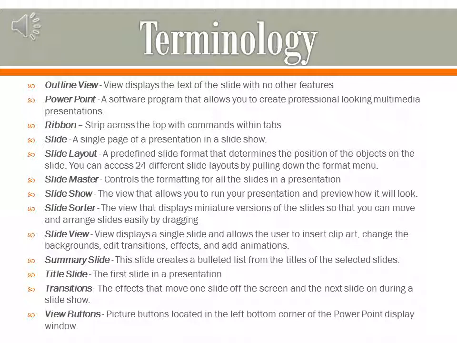Slide Sorter, this view displays miniature versions of your slides so that you can move and rearrange the slides easily by dragging. Slide View displays a single slide and allows the user to insert clip art, change the backgrounds, edit transitions, effects, and animations. Summary Slide, this is the slide that creates a bulleted list from the titles of the selected slides. A title slide, this is the first slide in the presentation. Transitions, these are the effects that move one slide off the screen and the next slide onto it during a slideshow. Your view buttons are pictured buttons located at the bottom left corner of the PowerPoint display window.